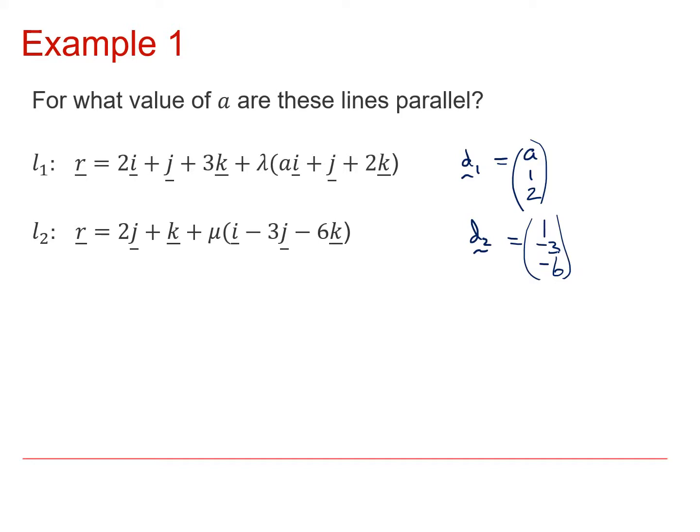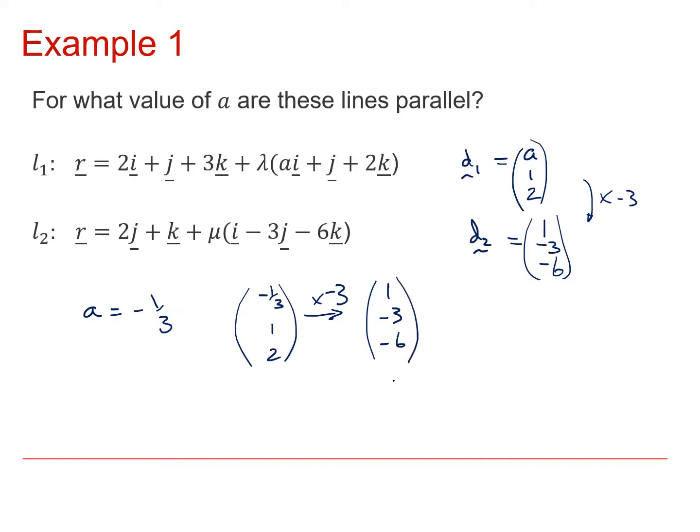Well, 1, minus 3, minus 6 looks like that is minus 3 times that. So that would give me that A would need to be minus a third. And if we try that in there, minus a third, 1, 2. If I multiply that by minus 3, I get 1, minus 3, minus 6 as required. So they're parallel when A is minus a third.